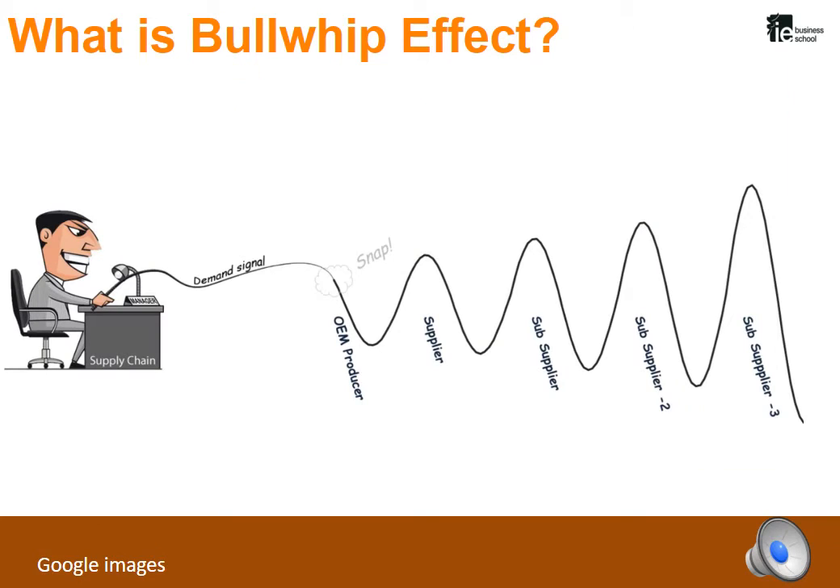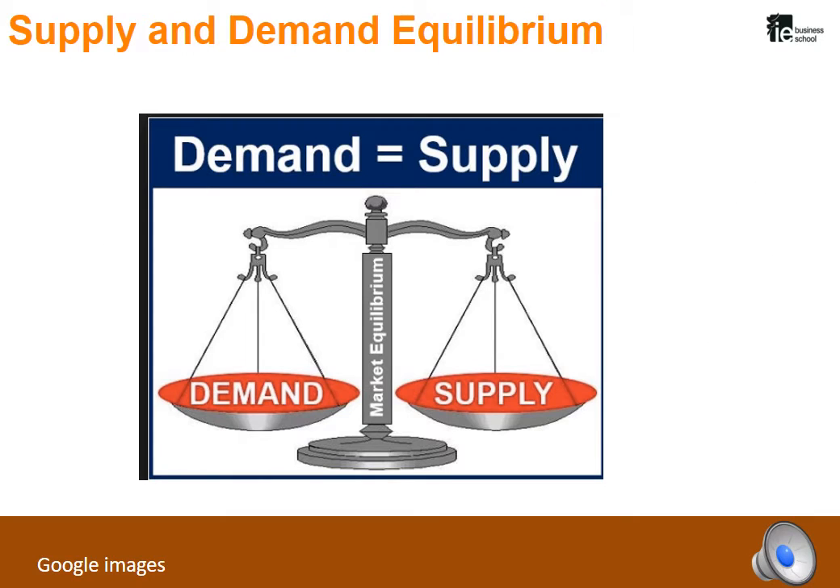The bullwhip effect is a distortion in the supply chain that occurs when suppliers order more goods based on forecasted consumer demand rather than actual consumer demand, and that results in an excess of inventory in the supply chain. In an ideal world, supply and demand would be in equilibrium. Ideal here means that each link of the supply chain is well informed about the demand and the inventory.